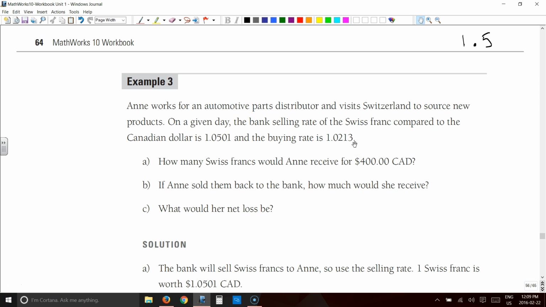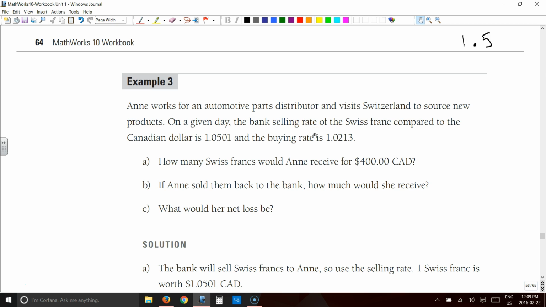Anne works for an automotive parts distributor and visits Switzerland to source new products. On a given day, the bank's selling rate of Swiss francs compared to the Canadian dollar is 1.0501, and the buying rate is 1.0213. Let's just first see what that means. What does it mean to have a bank selling rate and a bank buying rate?